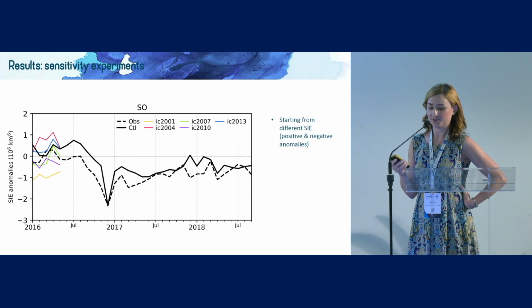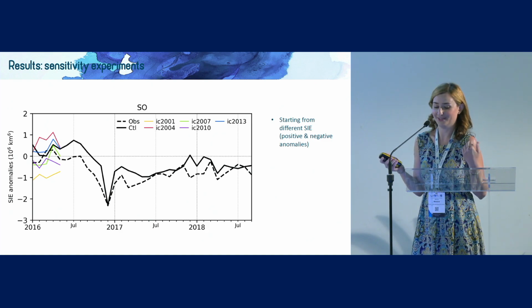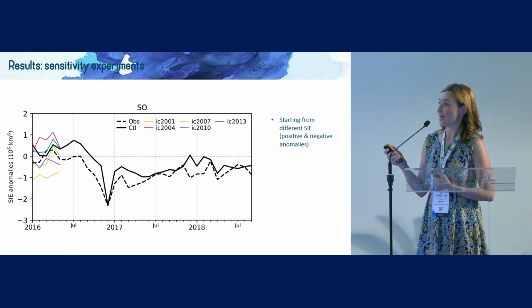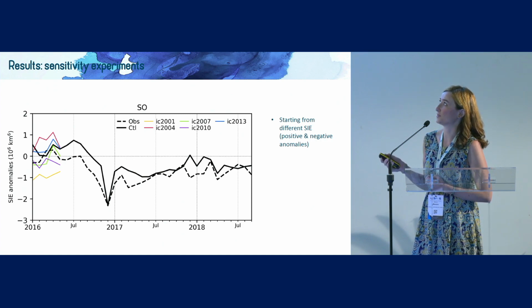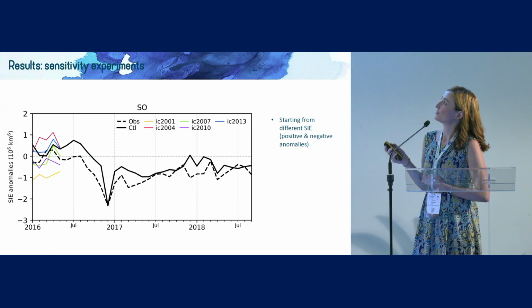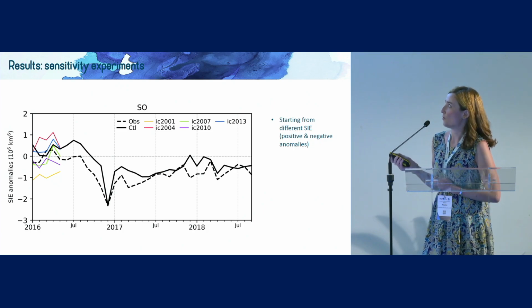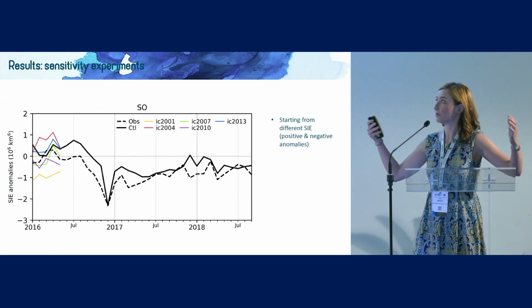So, as I said, we start from different initial conditions in the ocean, which also means, of course, different initial sea ice extents. And you can see that we have quite a variety in the sense that some members start from positive anomalies, other members start from negative anomalies. So now the question is, what about the drop? Is it there? Is it not there? What does it look like? Dramatic pause.